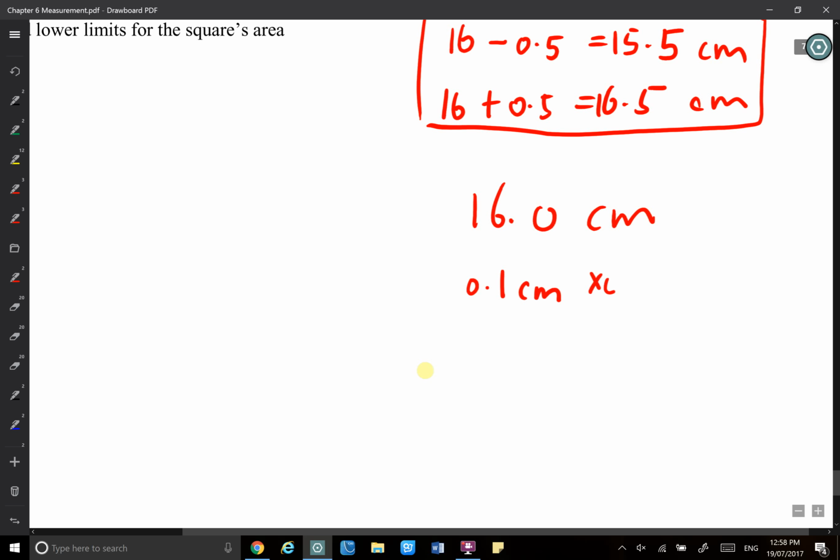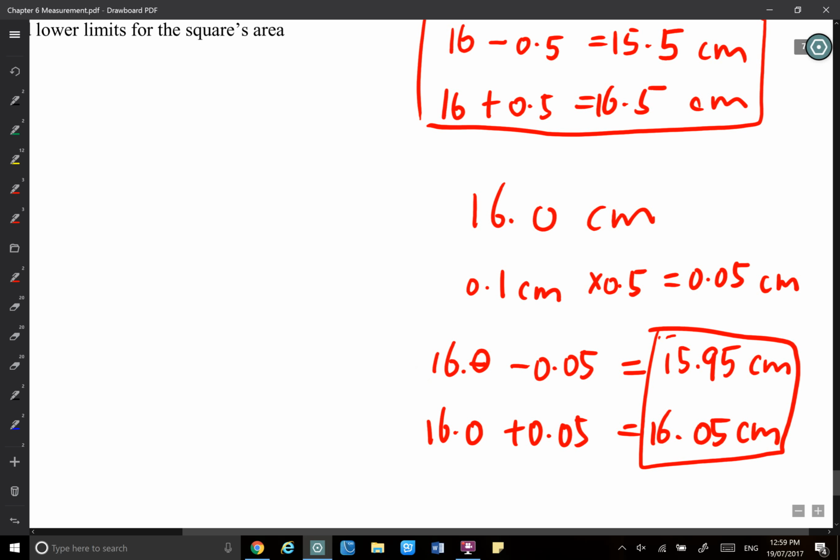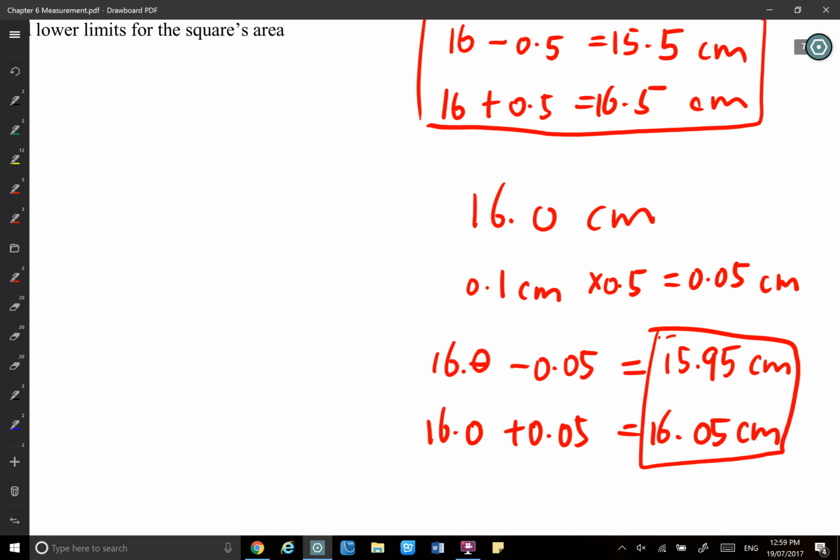The range I can calculate: I will times this by 0.5, which gives 0.05 centimeter. 16.0 minus 0.05 gives 15.95 centimeters, and 16.0 plus 0.05 gives 16.05 centimeters. So that's the range of lengths. If I have something that is 15.98 centimeters, I will say that's 16.0 centimeters. If the actual length is in that range, I will answer that this thing is 16.0 centimeters, which means I can actually measure to 0.1 centimeter.